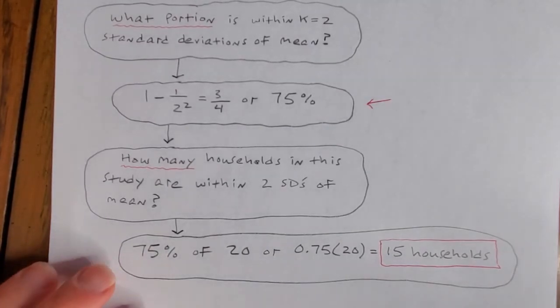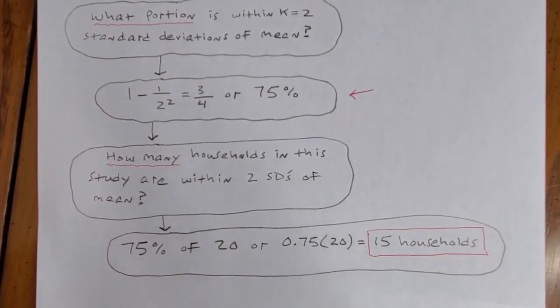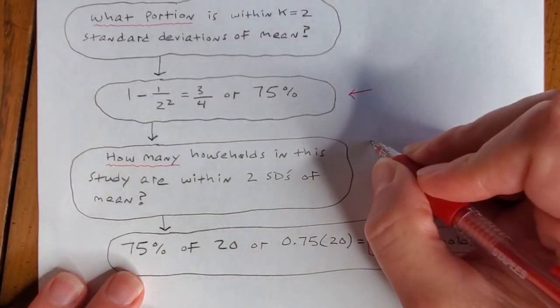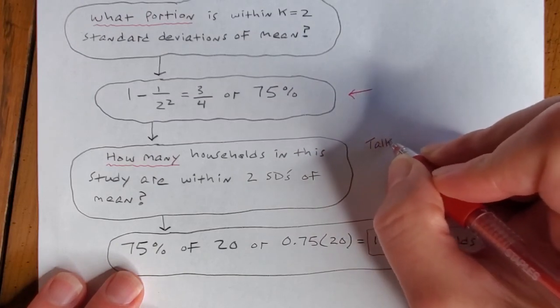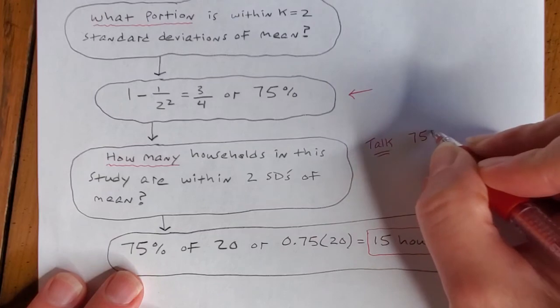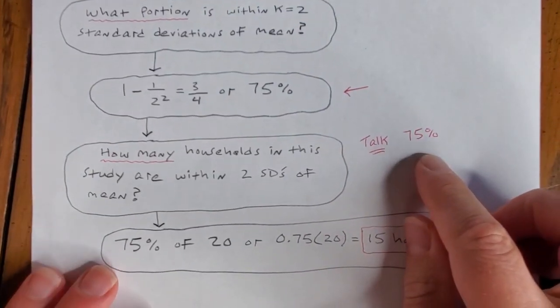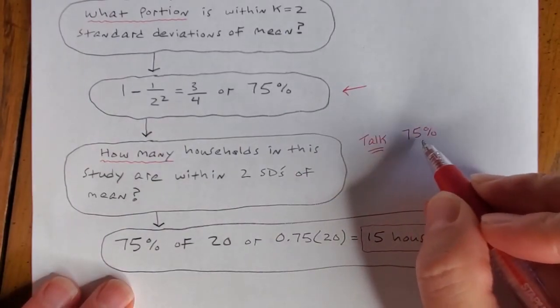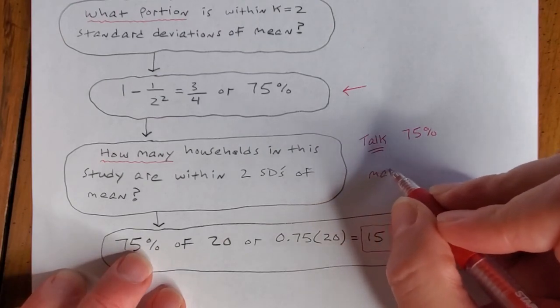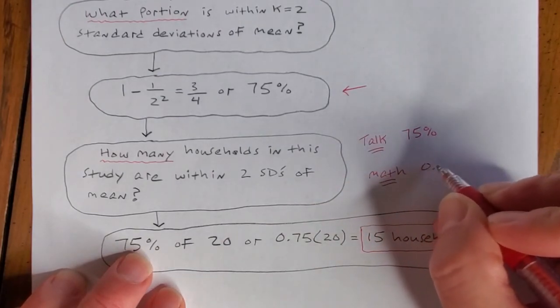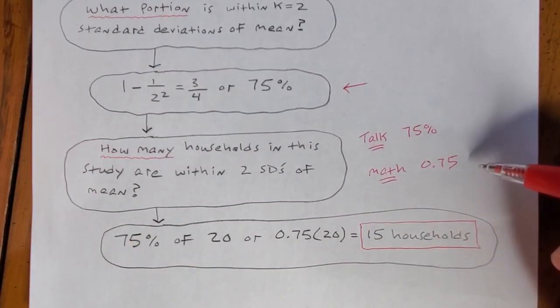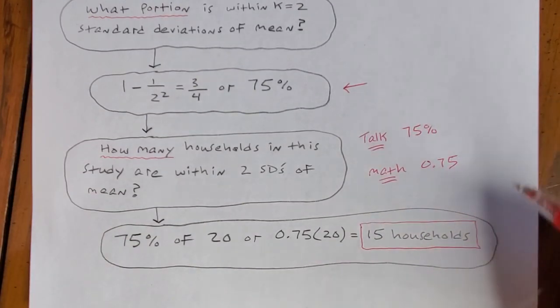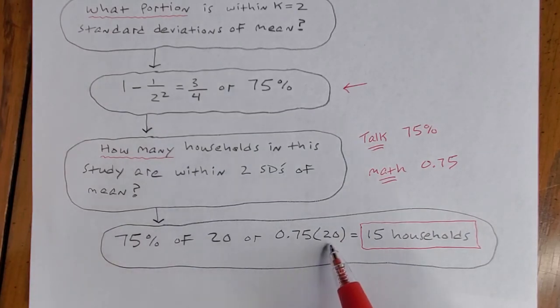Now, real quick, about percent calculations, because we may have to do some percent calculations at times. When we say something like 75%, that's how we talk about it. That's the word, 75%. We don't do the math with 75 like that. The way we do the math is with 0.75. So the way we talk about percents is not the same way that we do the math with them. Notice, here I said 75%, but my math was 0.75 times 20.